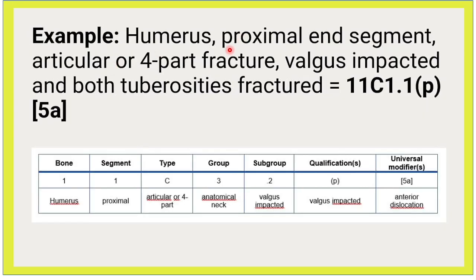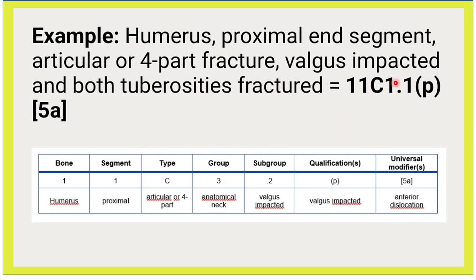So for example, humerus, proximal end segment, articular or four-part fracture, that is valgus impacted and both tuberosities fractured. So in this, you can see here, the bone is the humerus, that is the type 1, and the segment is the proximal. Since it is proximal, the numerical system is 1. And type C, that is because of the articular or four-part. Since it's a four-part or articular fracture, we will be mentioning it as type C.